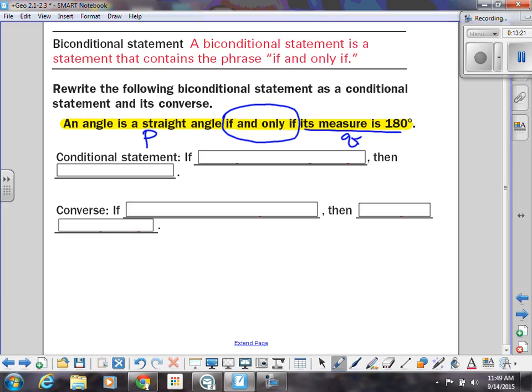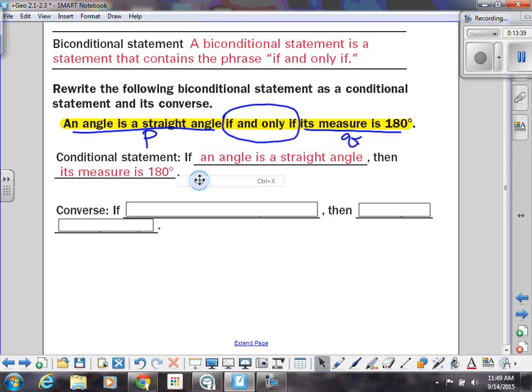If I want to split this into the two different statements that it represents, I can say the conditional statement: if P, then Q. So that would be, if an angle is a straight angle, that's the P part, then its measure is 180, the Q part. That's one thing it says.